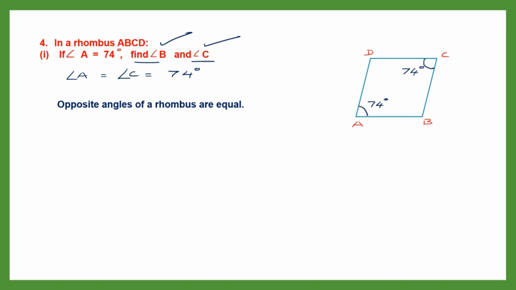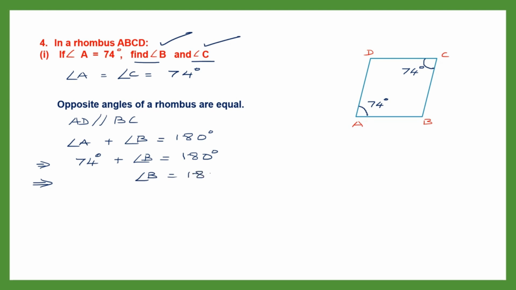So let's write that AD is parallel to BC. So in that case, angle A plus angle B will be equal to 180 degrees. And we know angle A is 74 degrees. It's given to us. Angle B is what we're going to find out. Together they must add up to 180 degrees. Now we can find the value of angle B. Angle B is equal to 180 degrees minus 74 degrees, which is 106 degrees. When you subtract 180 minus 74, you will get 106. So we have found angle B also. So we have found angle C and we have found angle B. This was question 1.